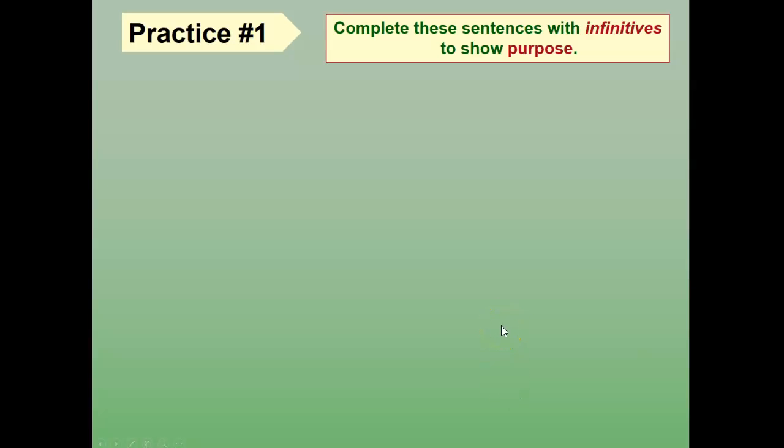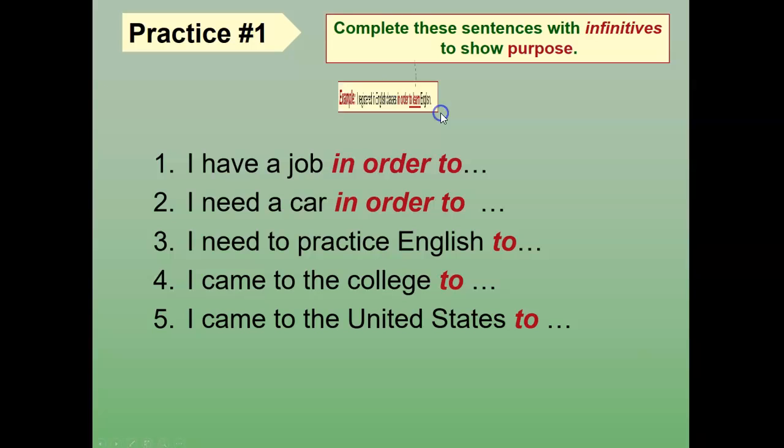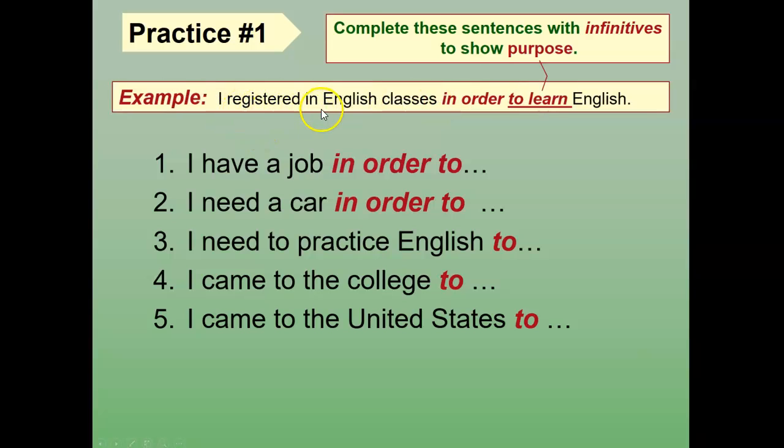Now, let's do some practice with this. Complete these sentences with infinitives to show purpose. Here's an example. I registered in English classes in order to learn English. So, in order to learn English explains why. Why did you register for the English classes? We could also say, I registered in English classes to learn English. In order to learn and to learn have the same meaning.